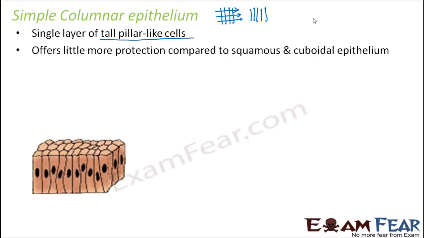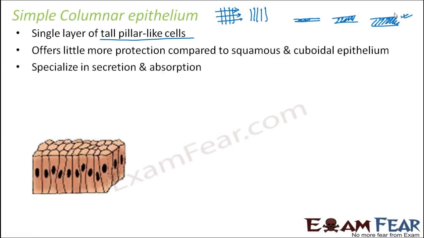It is something like this. Let us suppose you have a covering this much thick, you have another covering which is this much thick, and again you have another covering which is this much thick. So which will provide more protection? Obviously this one, right? In a very similar fashion, here also the columnar epithelium provides maximum protection when compared to squamous and cuboidal epithelium. They specialize in secretion and absorption.